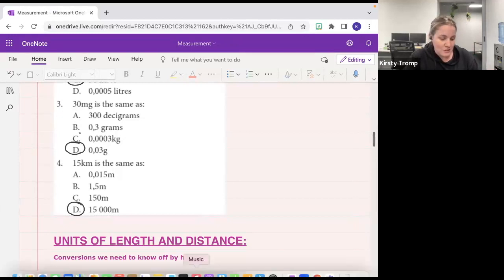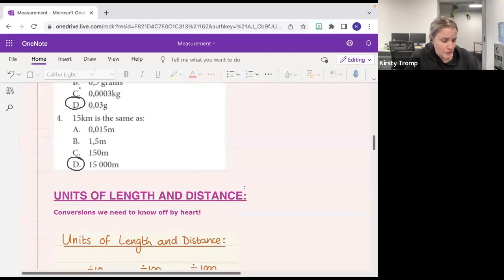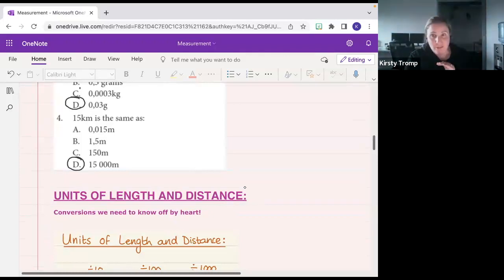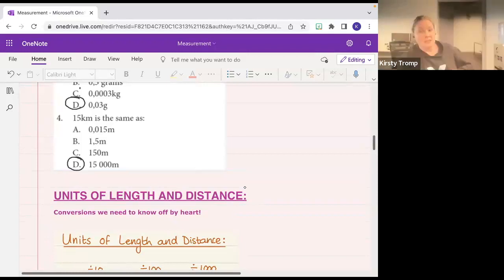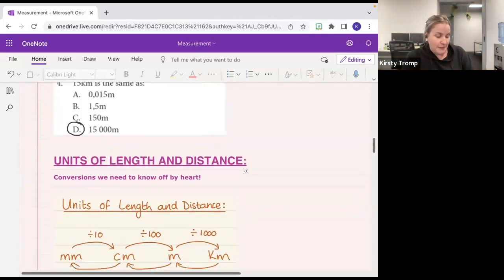3 out of 4, well done. If you didn't get some of them right, don't stress. This is what today's lesson is on. When we're looking at units of length and distance, the conversions that we need to know off by heart, everybody, off by heart, are the following.